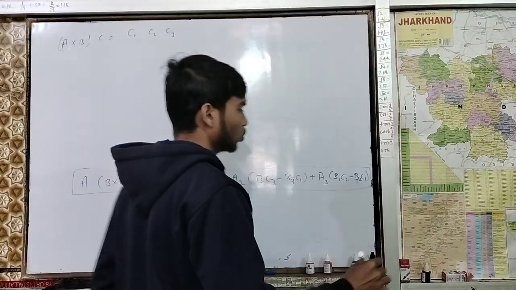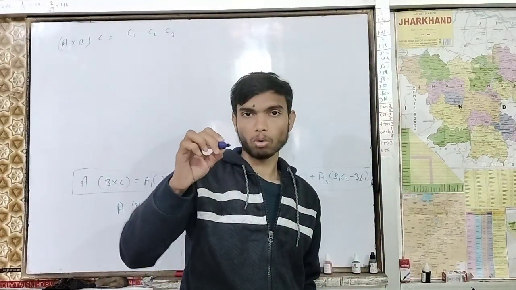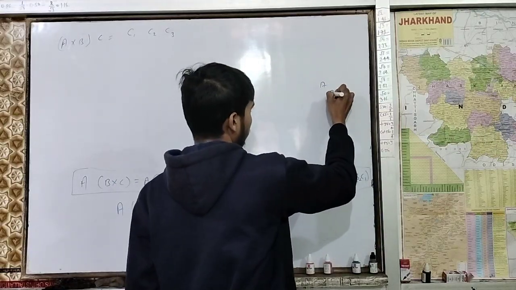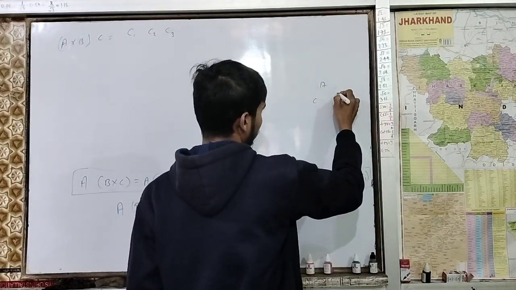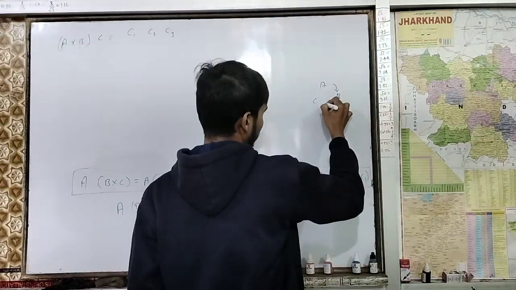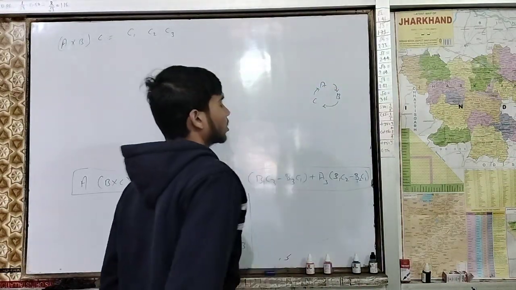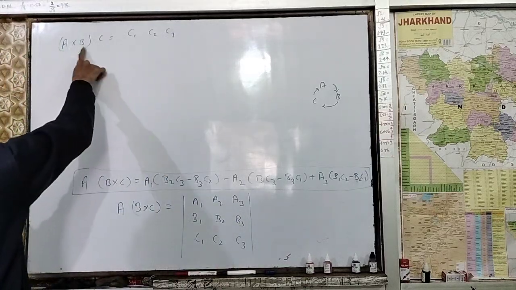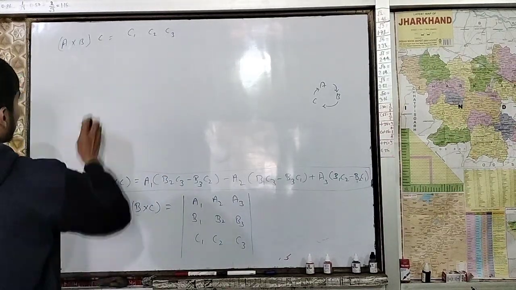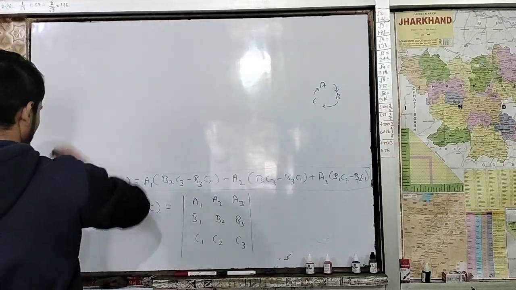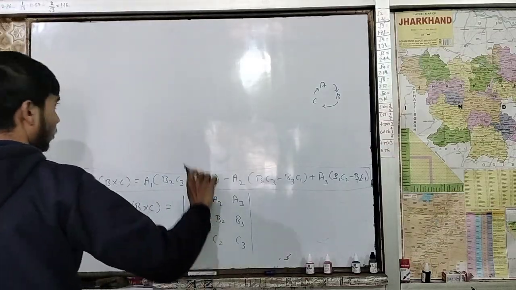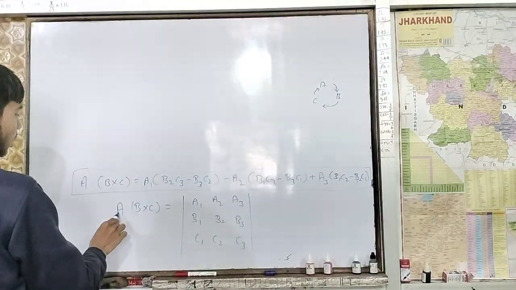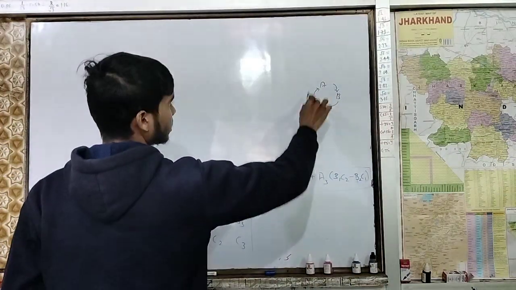Remember, you will have to follow a direction: A, B, C. This kind of a direction, like this. So here you can see A, B, C. First we took A, B, C. Now we will take B, C, A.